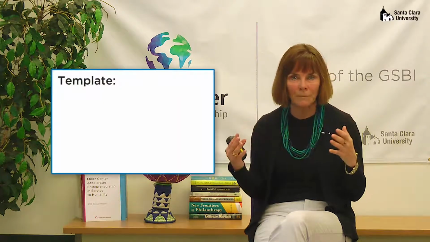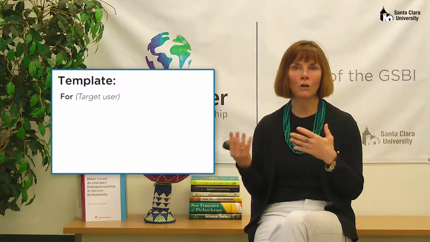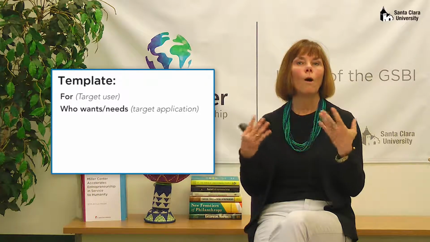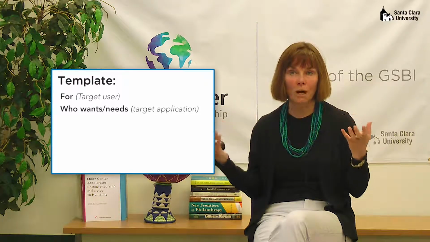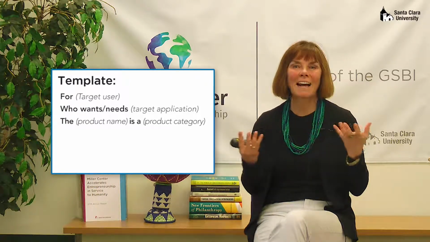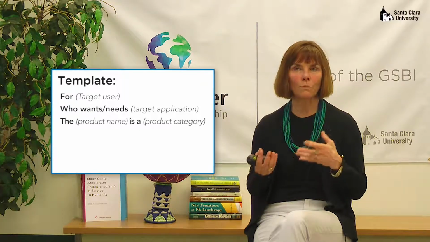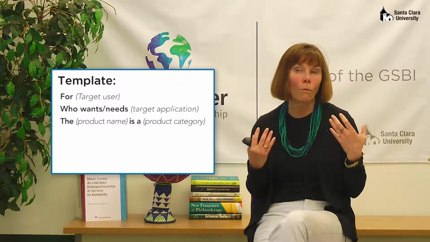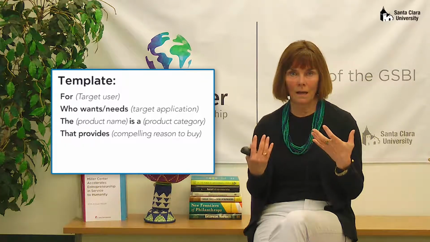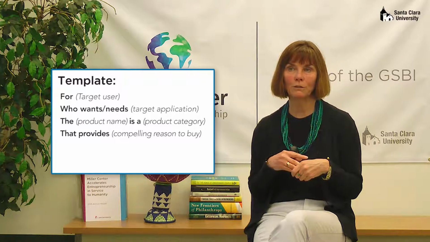And so the way the template goes is: for, and the target user. So who's your target customer? That who needs or wants, what the application is. What is your product or service? The name of your product or service is, what category is it in? Is it clean cook stove, water filters, job placements, whatever? And then what that provides. What is the compelling reason for a customer to buy or adopt your product or service?